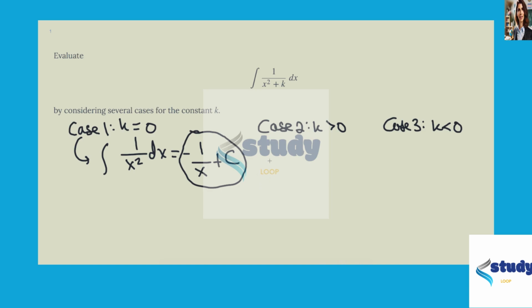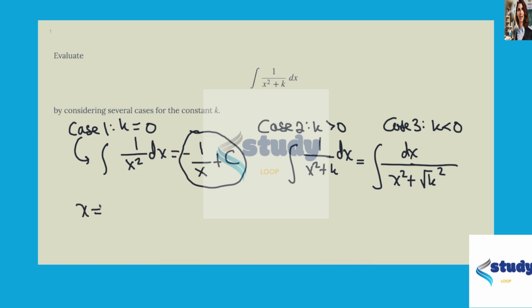Now let's consider the case when k is positive. So then we have 1 over x squared plus k. We can rewrite that as x squared plus radical k squared. And then we can use a trig sub here. Here we should take x to be radical k tan theta. Then dx is radical k secant squared d theta.